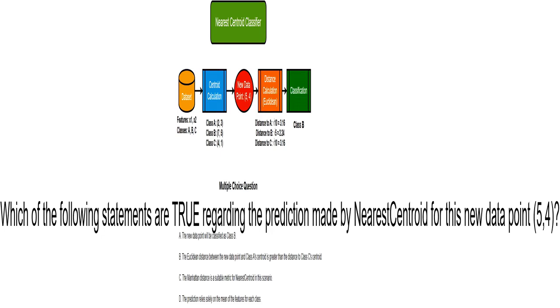This is the core question of the quiz. It asks you to assess the validity of several statements based on the prediction made by the NearestCentroid algorithm for the new data point, 5, 4. Think carefully about the algorithm's process and how the distance calculations influence the final classification.